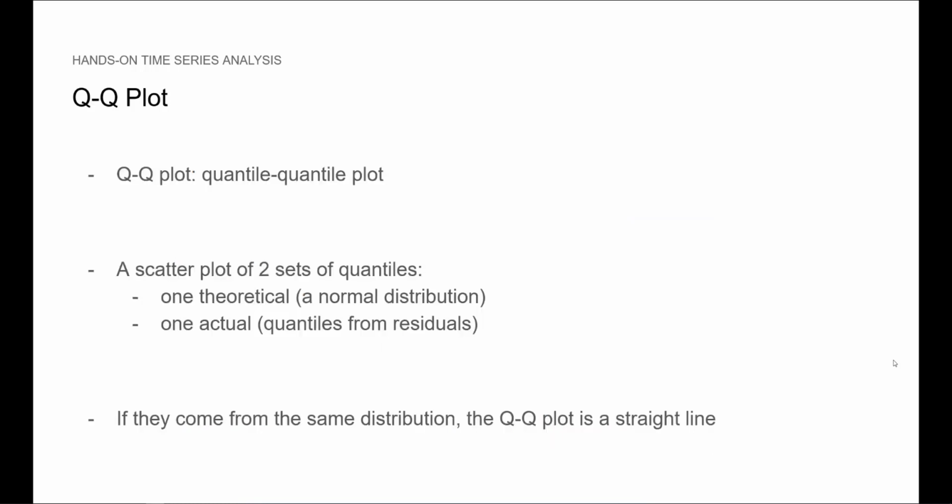Another way of evaluating our models will be to study the residuals and analyze the QQ plot. QQ plot stands for quantile-quantile plot. It is a scatterplot of two sets of quantiles. One is a theoretical set, which comes from a normal distribution, and the other set is from the residuals of the model. The QQ plot is useful because if both sets come from the same distribution, or at least a similar one, then we get a straight line.